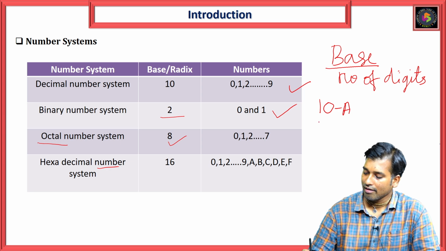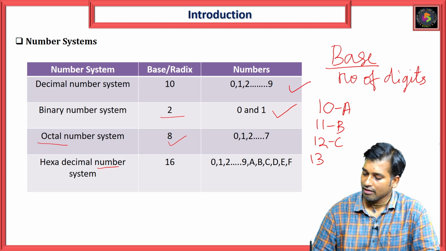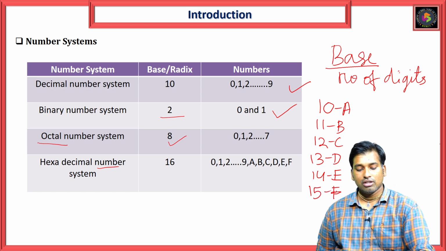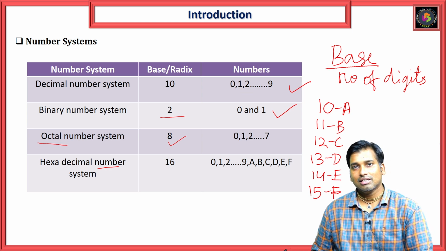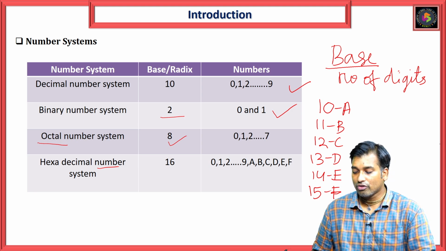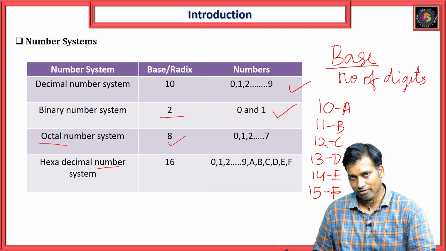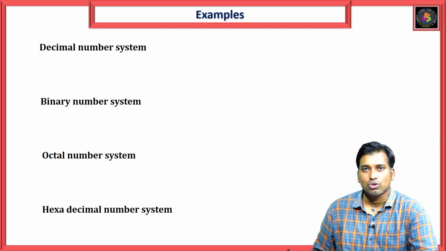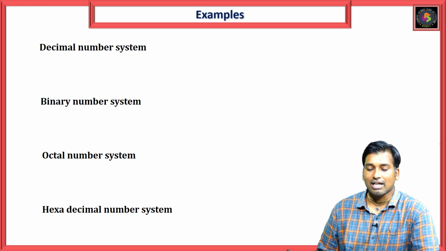is A, 11 is B, 12 is C, 13 is D, 14 is E, 15 is F. This is how the hexadecimal number system exists from 0 to F, where 0 to 9 similar to decimal numbers, whereas 10 to 15 is represented as A, B, C, D, E, F in the hexadecimal number system. To understand more about this number system, let us understand with an example how these numbers are represented.